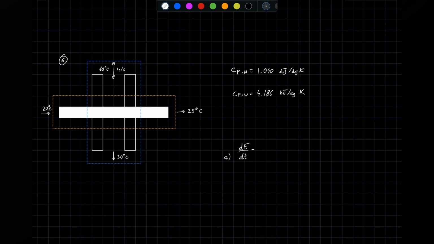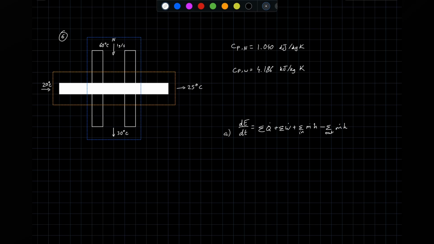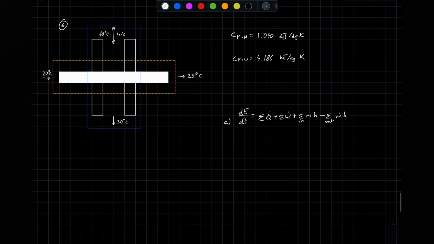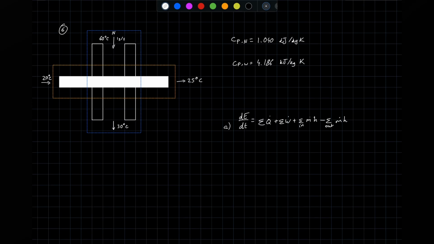So our energy, well, let me write it down. So our energy balance always looks like this: all the heat flows, and then all the work flows, and then all the mass flows. This is in, and minus the ones going out. Here I am also ignoring potential and kinetic energies, but you can just pretend that they are there.